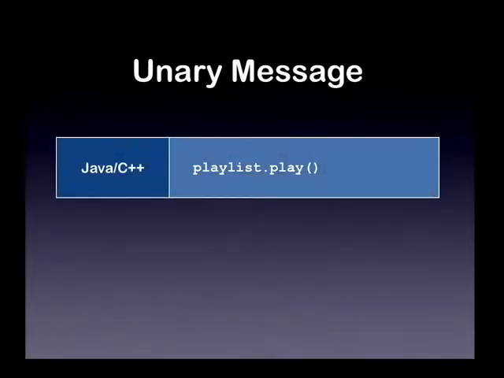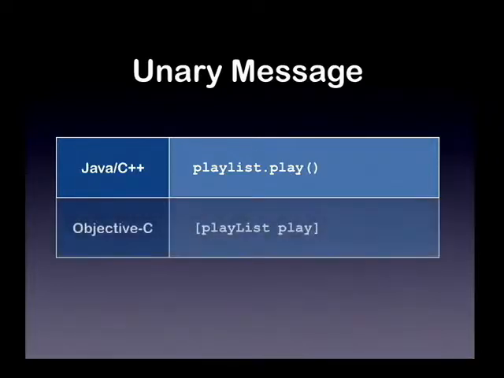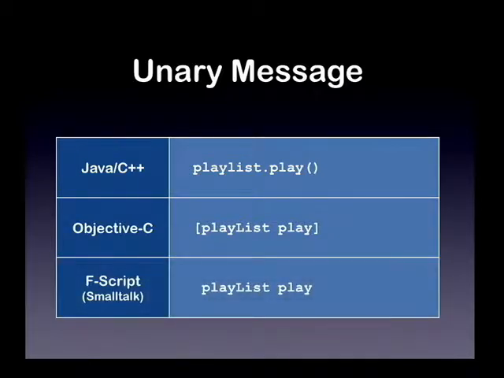Here is an example of a method invocation in Java or C++. We invoke the method play on a playlist object. And here is how we do it in Objective-C. Syntax is a little bit different. We send the play message to our playlist object. And here we do the same in FScript. As you can see, the expression is the same, except that we do not use brackets around messages. This is basically because FScript is a very simple language, and sending a message is nearly the only thing you can do. So there is no need to have a special syntax to delimit messages.